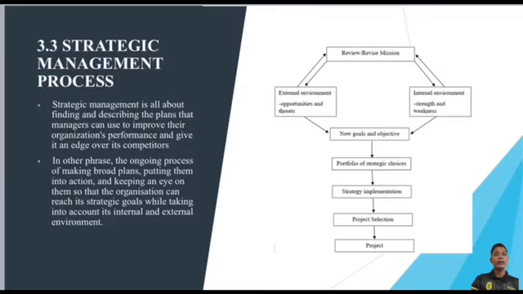Next, strategic management process. A strategic management process is all about finding and describing the plans that managers can use to improve their organization, performance, and give it an edge over its competitors. It is the ongoing process of making plans, putting them into action, and keeping an eye on them so that the organization can reach its strategic goals while taking into account the internal and external environment. So this is the strategic management process.